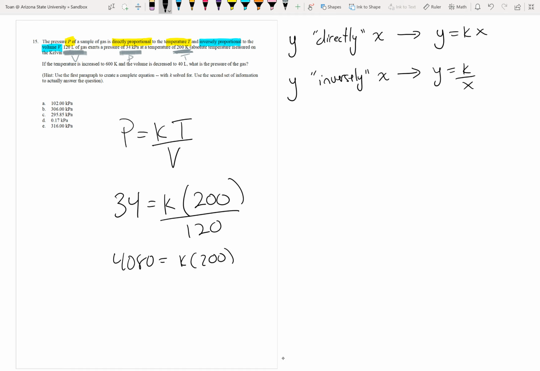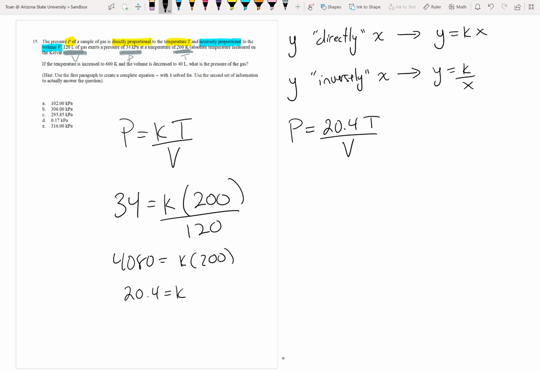And then divide both sides by 200, you get 20.4. Once you solve for K, you can create what I call a complete equation. Just put it back into the proportional equation you set up, with everything as variables except for K. So there's our complete equation.